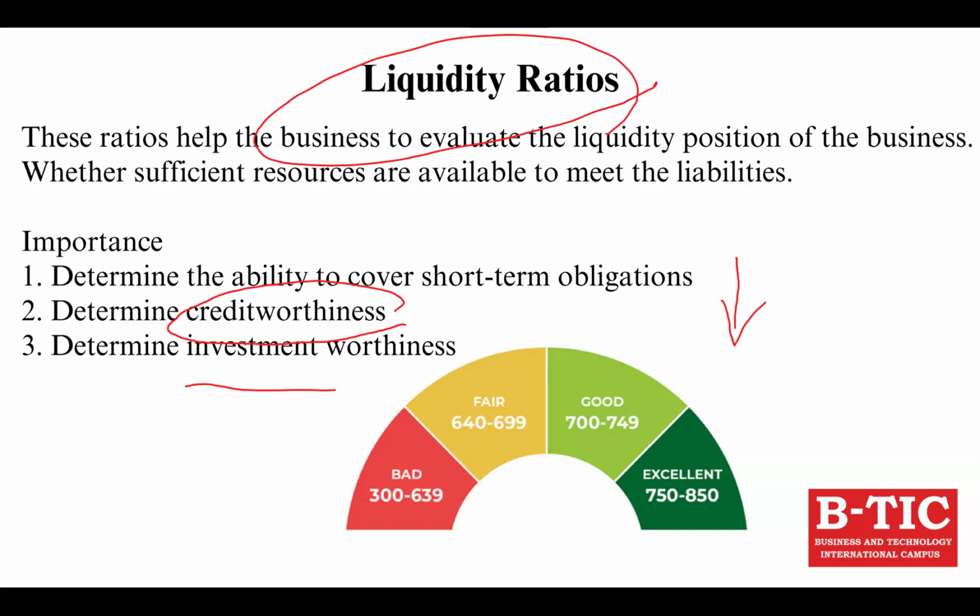Number 3, determine investment worthiness. Investors will analyze a company using liquidity ratios to ensure that the company is financially healthy and worthy of their investment. And now here comes something called working capital, which you'll be learning.